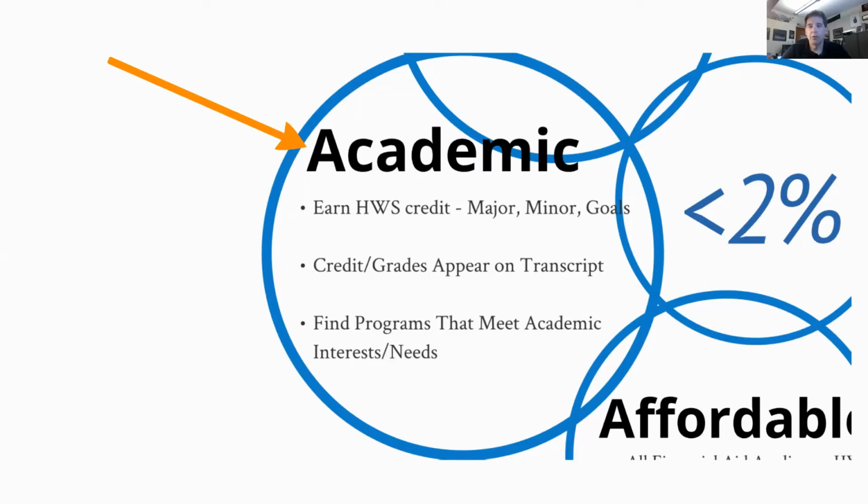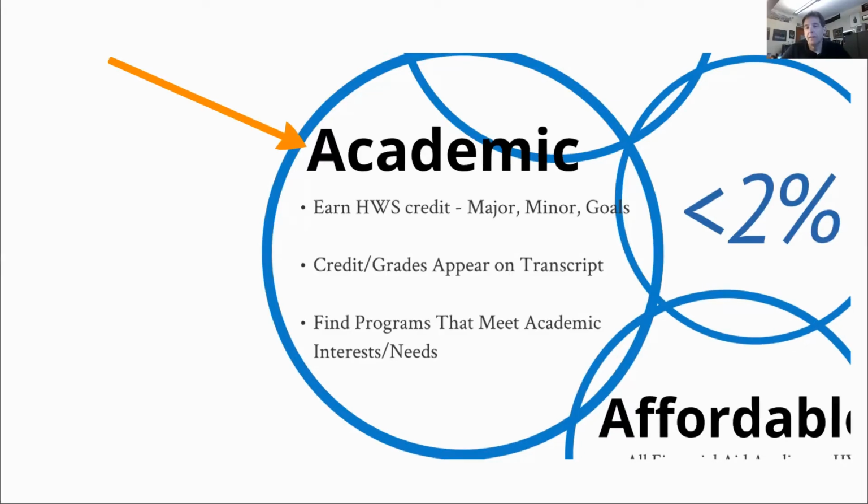You can get credit towards your major, your minor, or you can address goal area requirements. All of the credit and grades that you get appear on your transcript exactly as if you're on campus. And you continue to make progress towards graduation, again, just as if you're on campus. It's very important that you find programs that will meet your academic needs and interests.